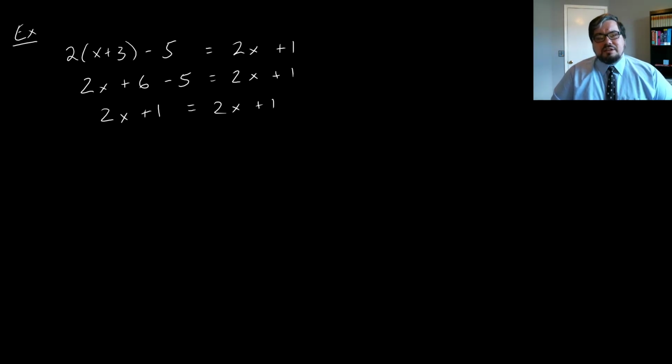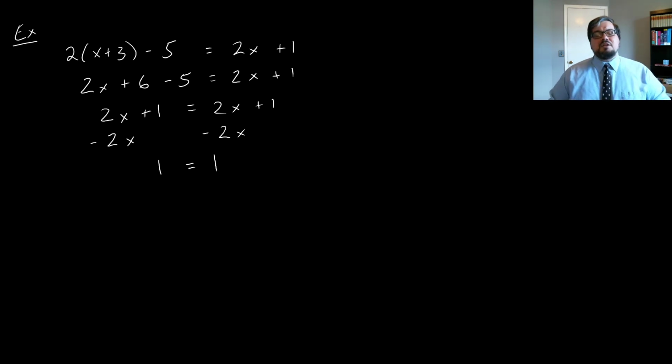If we wanted to continue with our standard strategy, the next thing that we would do is we'd gather all of the x's on one side of the equation. So I might subtract 2x from both sides of this equation. If I did that, then I would get 1 equals 1. Now this is a little bit different. And this, we can really see what's different about this. All my x's have gone away. And I've gotten down to an equation that just has numbers in it.